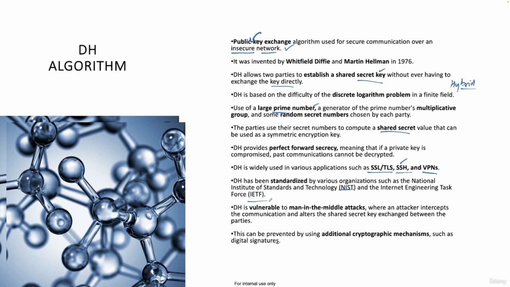So with Diffie-Hellman, if it is prone to a man-in-the-middle attack, why don't we have an additional cryptography mechanism on top of it using a digital signature? Because that would give you the integrity. That is all we want to make sure, that the source we are talking to is the authentic source.